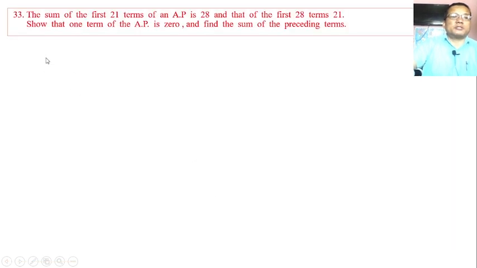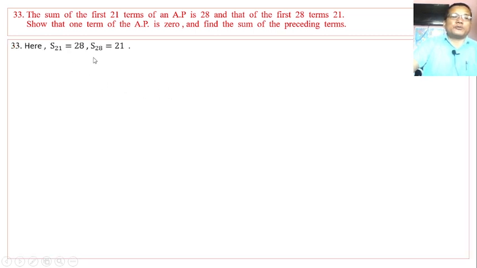Question number 33. The sum of the first 21 terms of an AP is 28 and that of the first 28 terms is 21. Show that the nth term of the AP is 0 and find the sum of the preceding terms. Find the sum of the preceding terms, that is, the sum of the terms before that term.